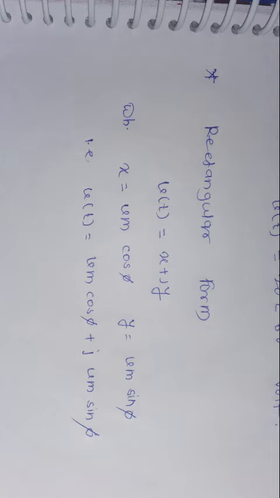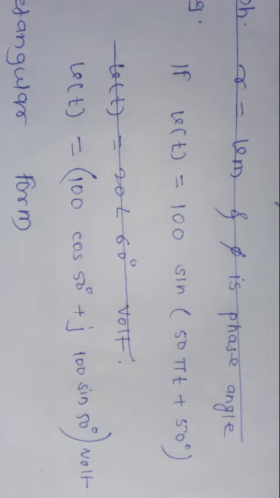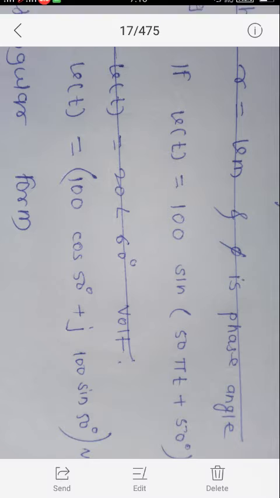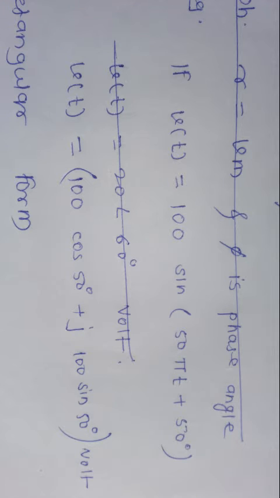Now with the help of one example we will understand this. Taking the same example, if phi of t is equal to 100 sin 50 pi t plus 50 degree, we have to represent it in rectangular form as phi of t is equal to 100 cos 50 degree plus j 100 sin 50 degree.